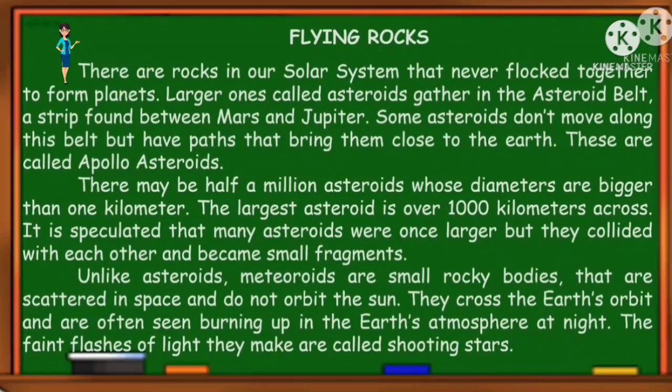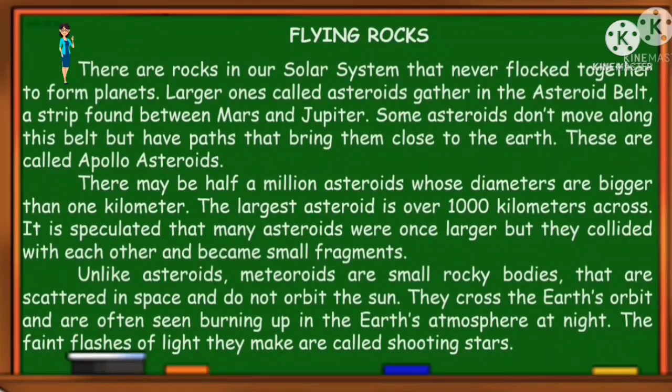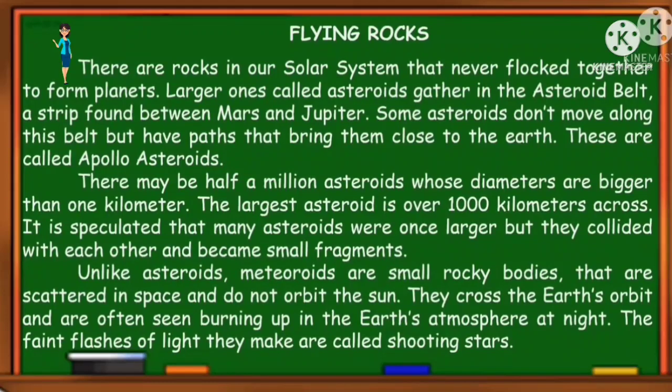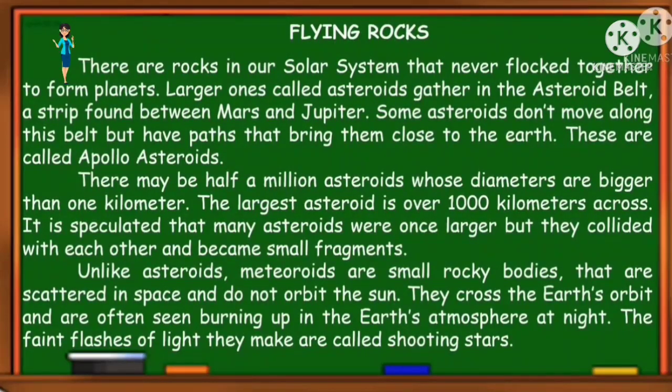Flying rocks. There are rocks in our solar system that never flock together to form planets. Larger ones, called asteroids, gather in the asteroid belt, a strip found between Mars and Jupiter. Some asteroids don't move along this belt but have paths that bring them close to the Earth. These are called Apollo asteroids. There may be 500,000 asteroids whose diameter are bigger than 1 kilometer. The largest asteroid is over 1,000 kilometers across. It is speculated that many asteroids were once larger, but they collided with each other and became small fragments.